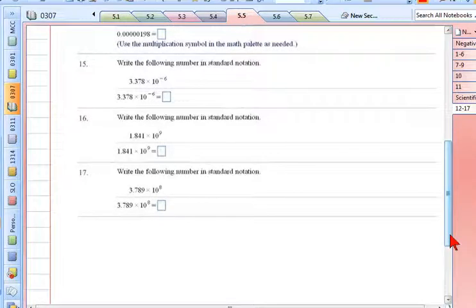notation, and we're supposed to go back to standard. I start with 3.378 times 10 to the negative 6. That's how I start. How many places will I have to move the decimal point to get it back to standard?